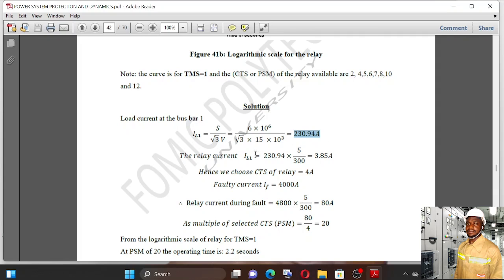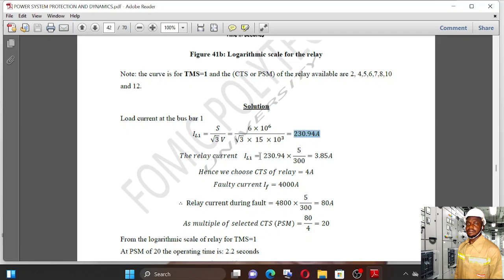Okay, so the relay current, you need to know now what is the relay current. This relay current here is simply the current that flows to the relay at normal condition, right? So we have the relay, this normal current flowing in the line. We know the normal current is the primary current. Then the relay current here is the secondary current.